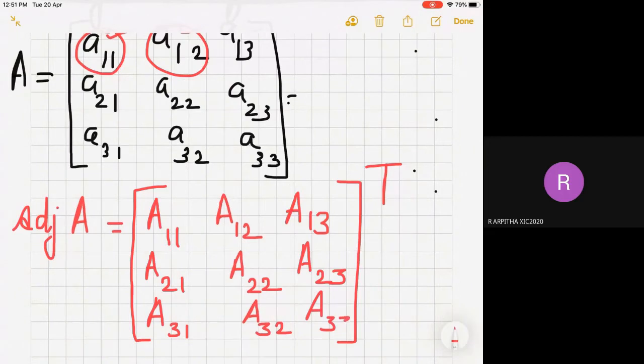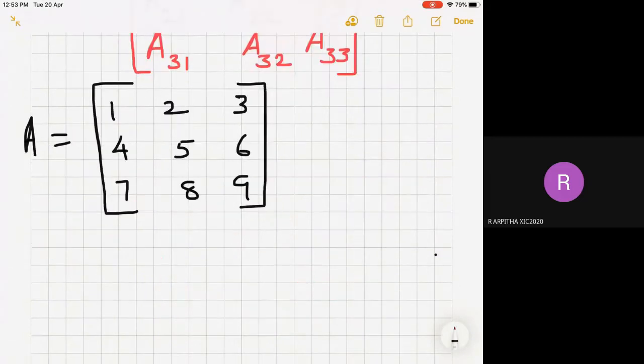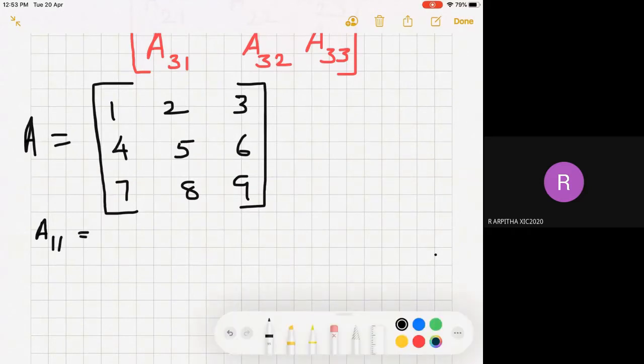And then you take the transpose of this. This is known as the adjoint of the matrix. For the elements 1 to 9, you have to find out and replace each of these elements by its cofactor. So I'm writing A11. A11 is the cofactor of 1, and its sign will be, you know, the sign of the cofactors first.